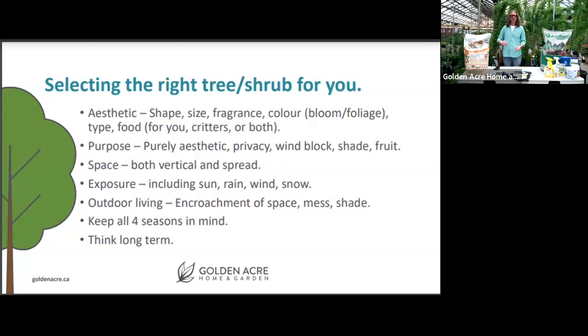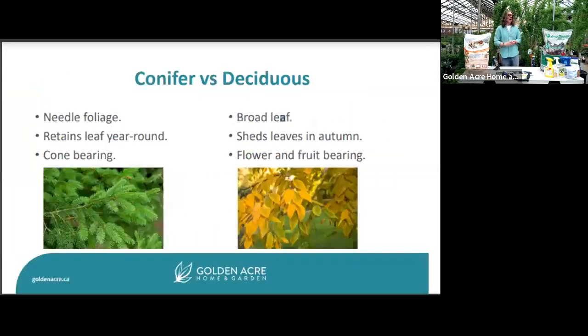Conifer versus deciduous. Conifer is normally your needle trees, evergreen, cone-bearing, the spruce, the juniper. Those are examples. The pine, those are examples of a coniferous tree. A lot of people like them. They're hardy. They keep their structure, their needles year-round.